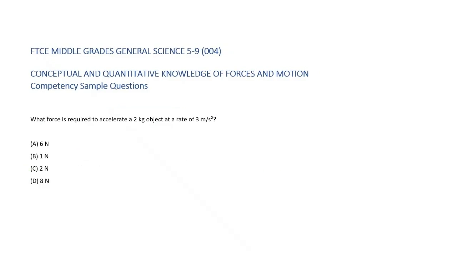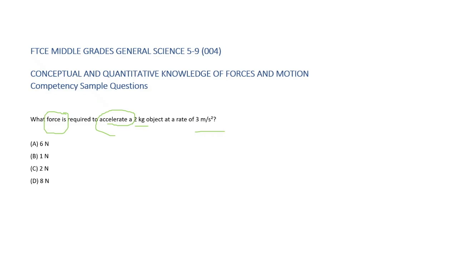Problem 4 says, what force is required to accelerate a 2-kilogram object at a rate of 3 meters per second squared? A, 6N, B, 1N, C, 2N, or D, 8N? So again, looking at the question, we want to remember that we're calculating force, and we're talking about acceleration. And we've got 2 kilograms and we've got 3 meters per second squared. So these are all key things to keep in mind when we're looking for a solution.